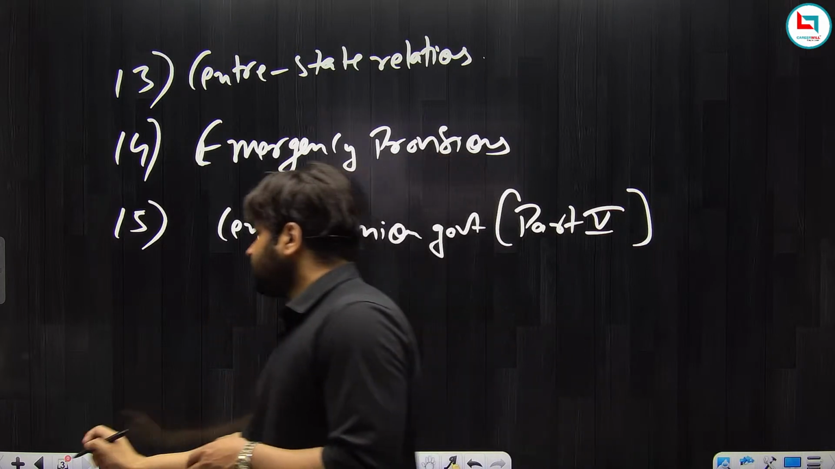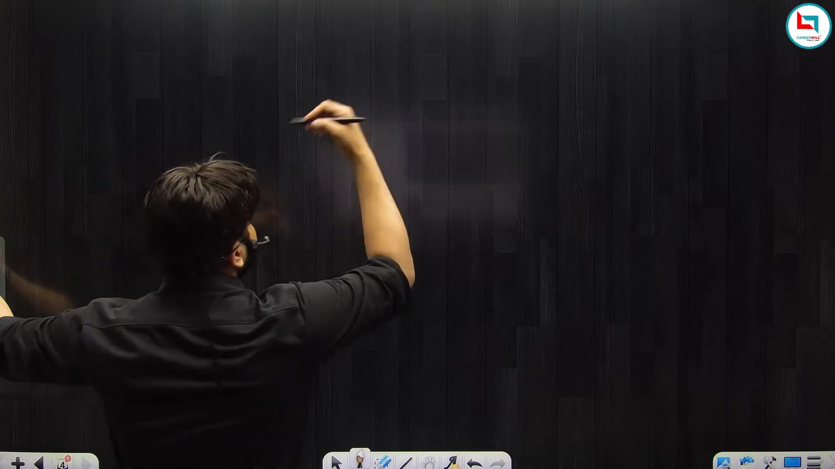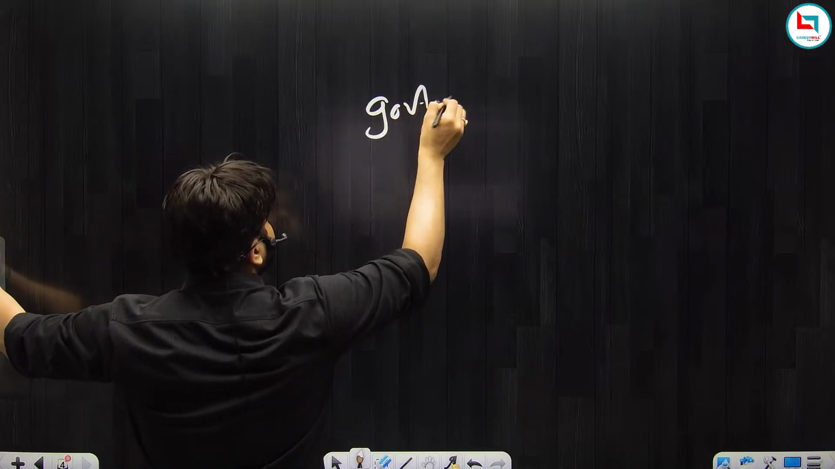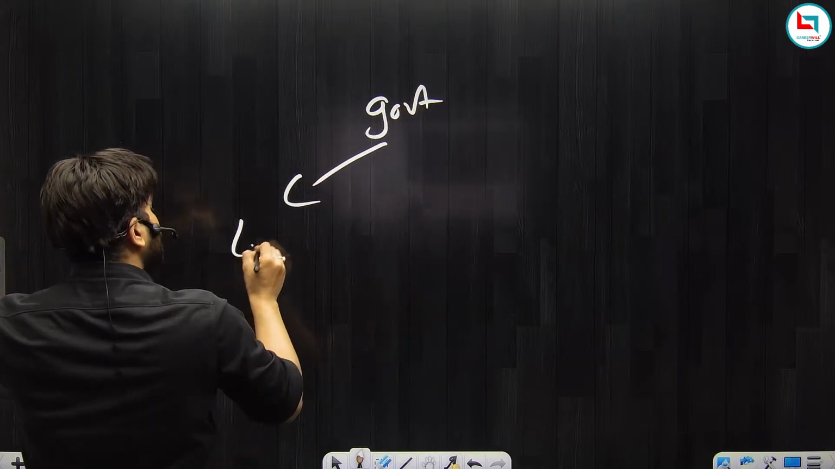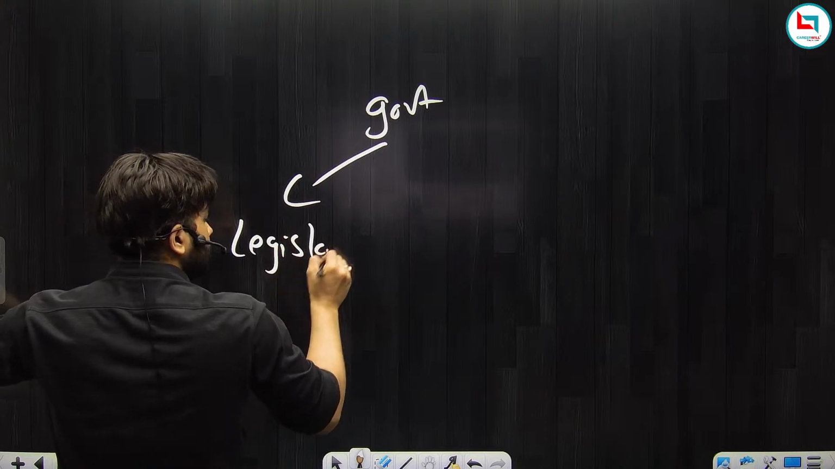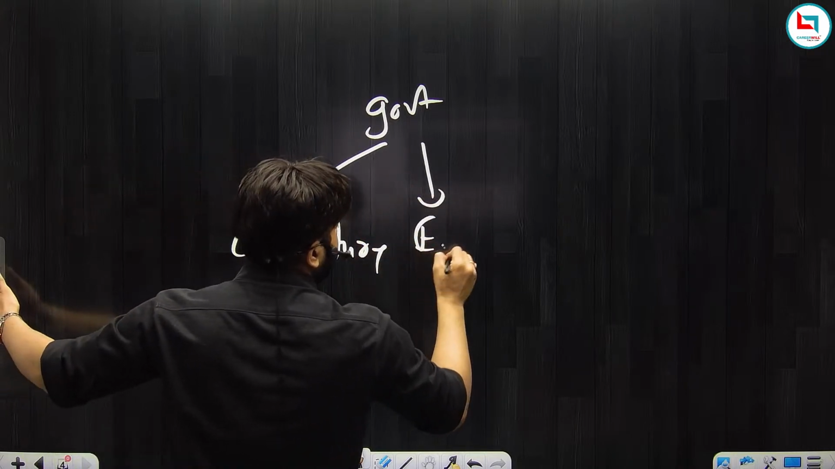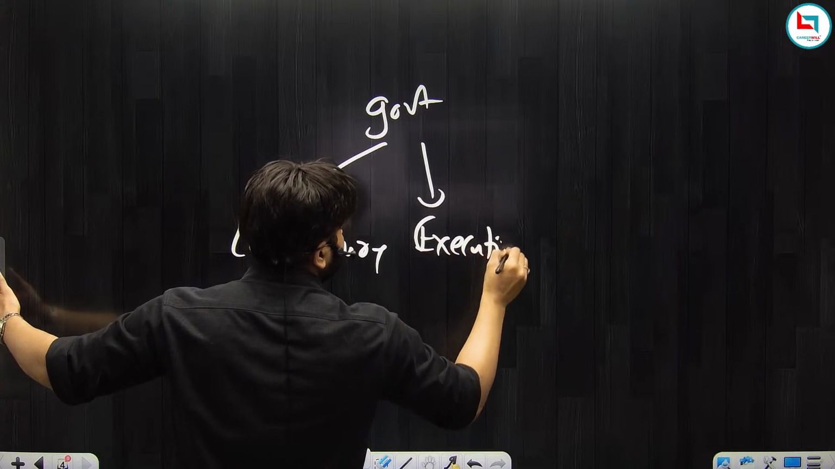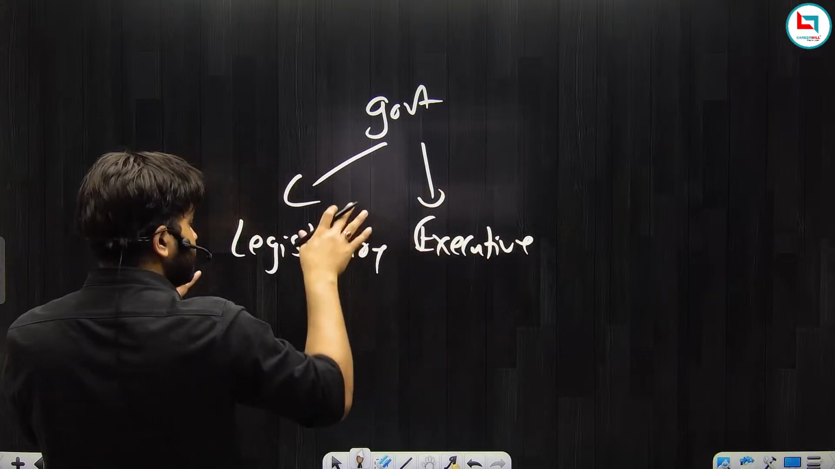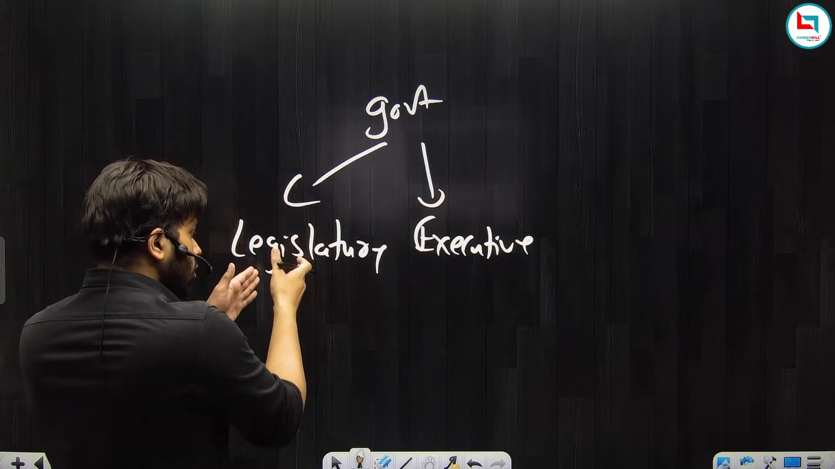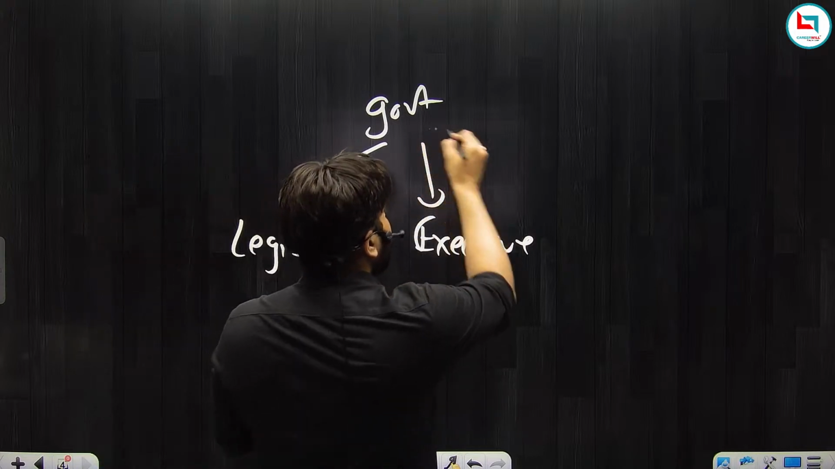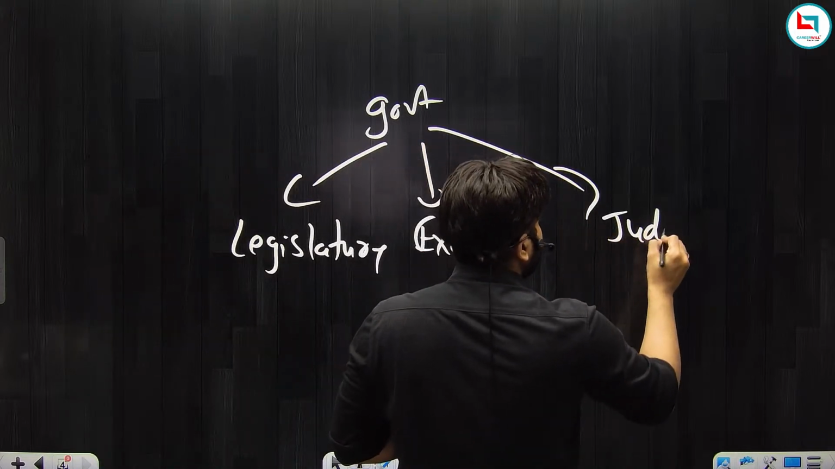Let me write it. See, in a democratic government there are total 3 organs. The first organ makes law. So the task of legislature is to make laws. The other organ, executive, the task of this organ is to execute laws. So they are going to make laws and they are going to execute laws. Now the third is judiciary.